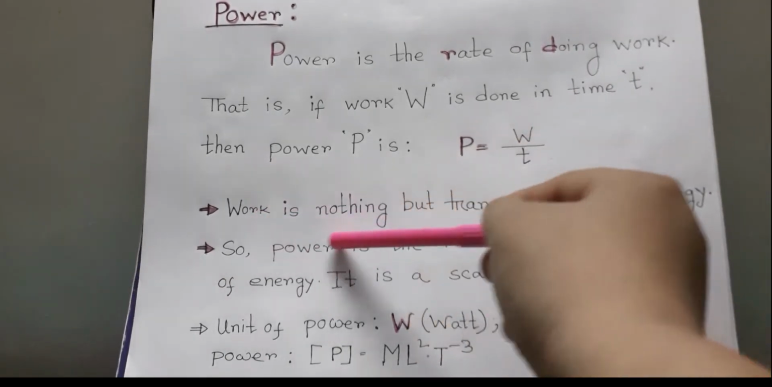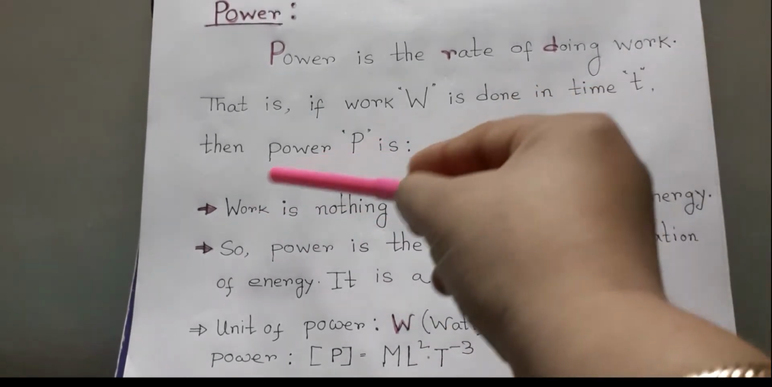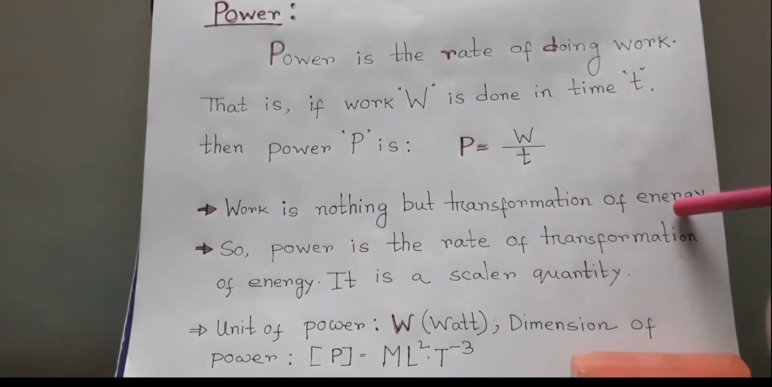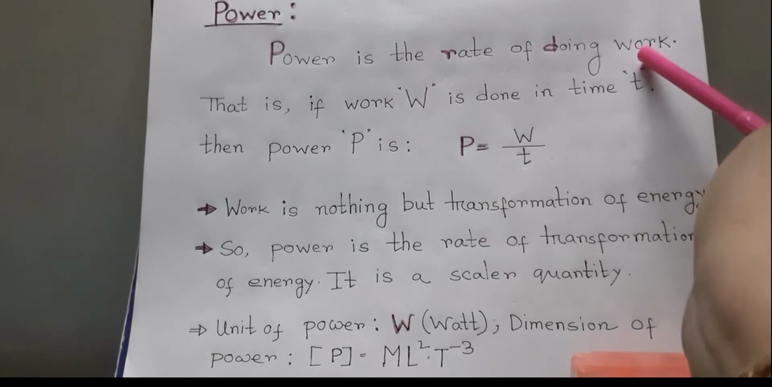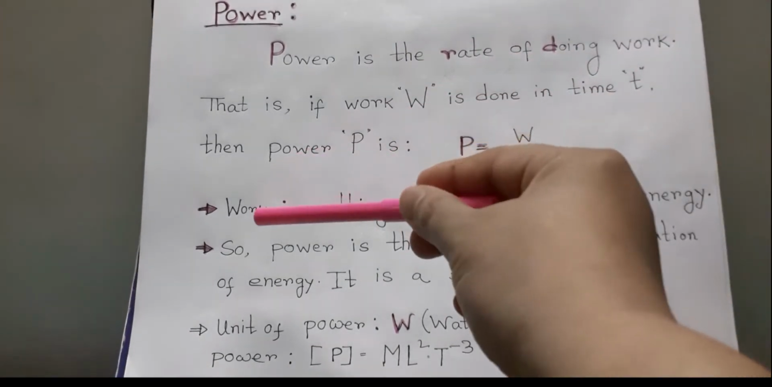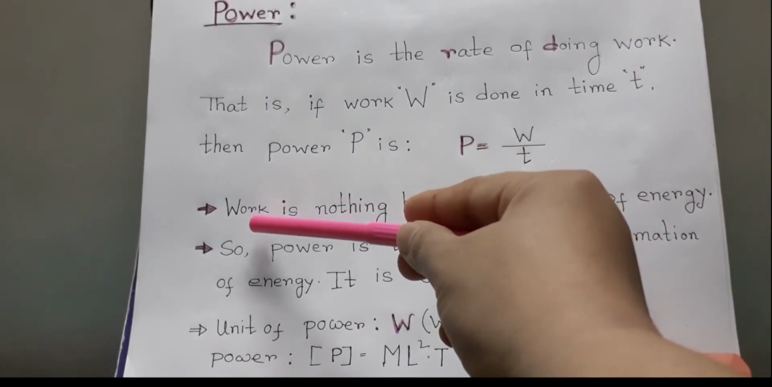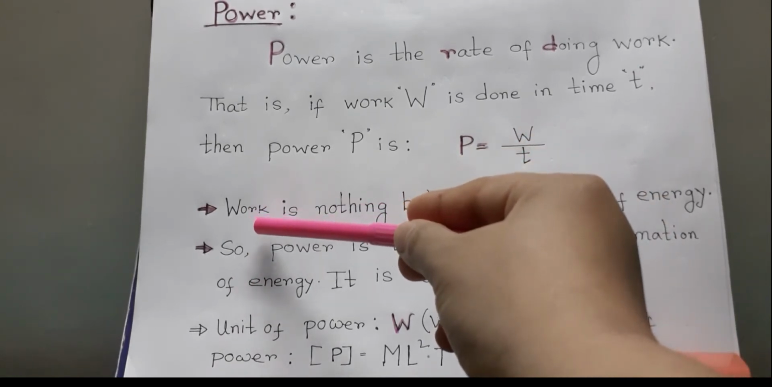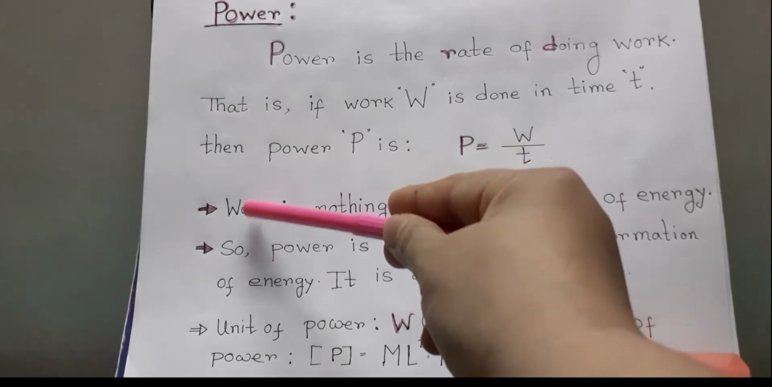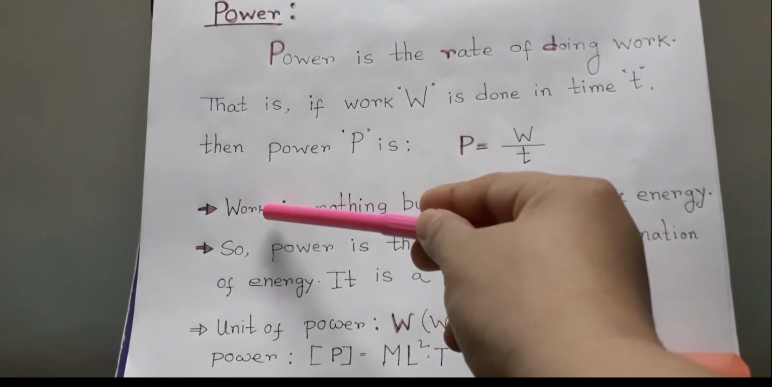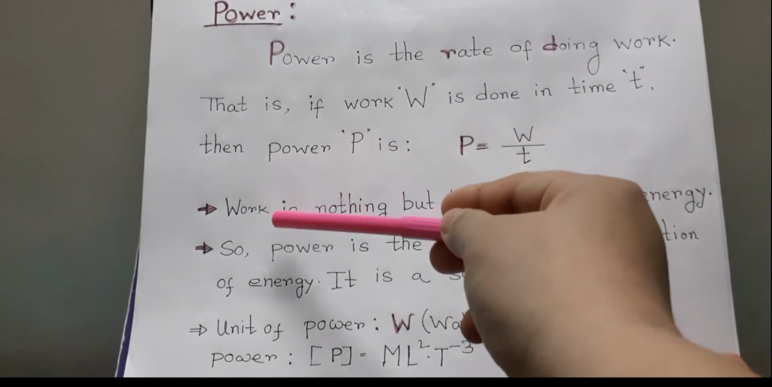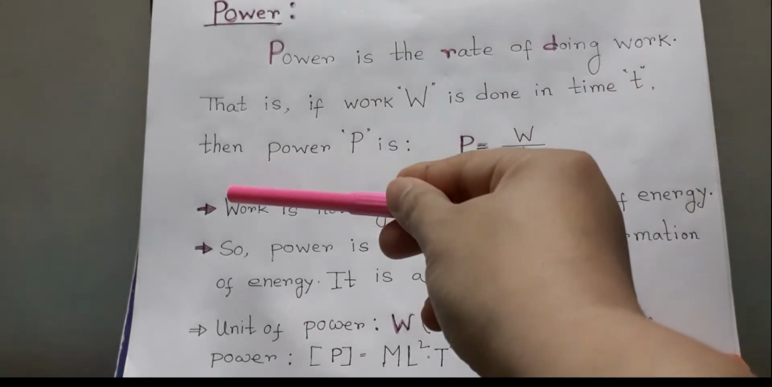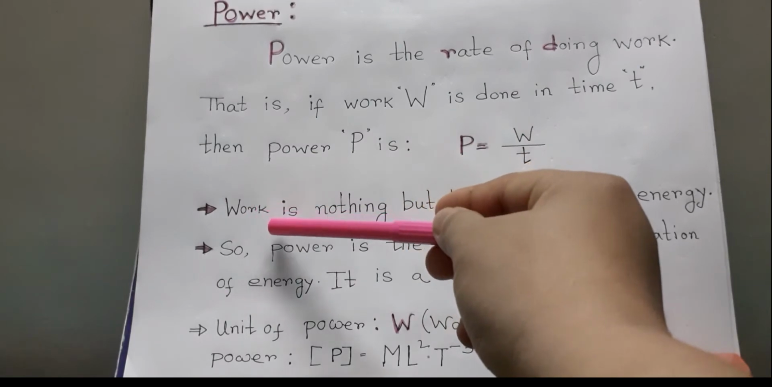Now come to this slide. This is very important to know. Work is nothing but the transformation of energy. Because power is related to work, we have to know what work is. Earlier we have known work is the product of force and the displacement of the object due to the force. Or, again I am repeating, W equal to Fs.